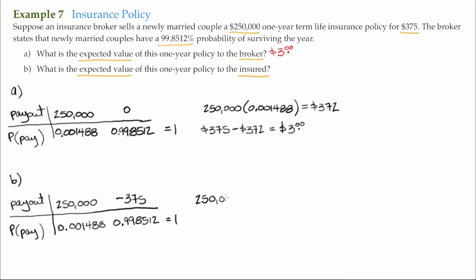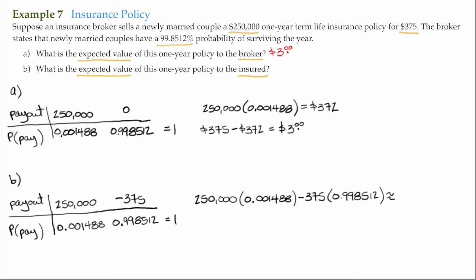So we do the same thing, $250,000, multiply it to its probability, and we already know that it's $372, but we're going to do this anyways. Multiply the negative 375 to its probability and add it to this. So this comes out to be negative $2.44. So how do we interpret that?